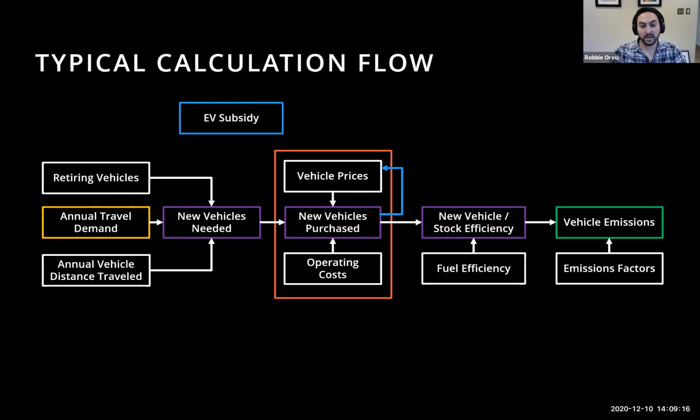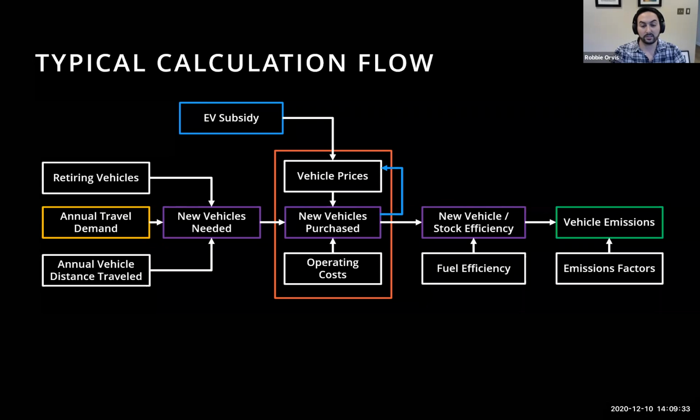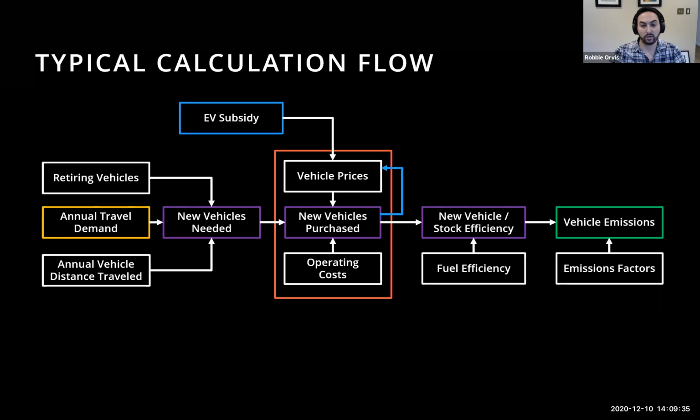So for example, we might add on an EV subsidy. An EV subsidy would affect vehicle prices by making electric vehicles cheaper. That would result in more electric vehicles being purchased in earlier years in the model run. And that in turn, through endogenous learning, would drive down vehicle prices even further in later years, even when they're unsubsidized, which would grow vehicle sales of EVs in later model years.